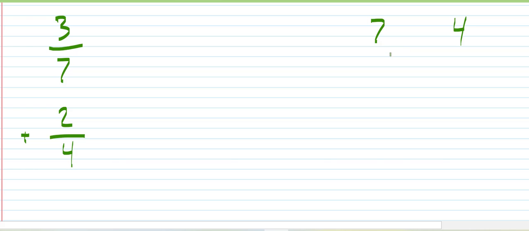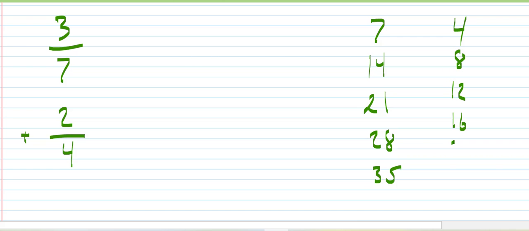the least common multiple. So multiples of 7 would be 7, adding another 7 is 14, then 21, then 28, and then 35. But I'm going to stop because multiples of 4 are 4, 8, 12, 16, 20, 24, 28. There we go, 28 and 28.